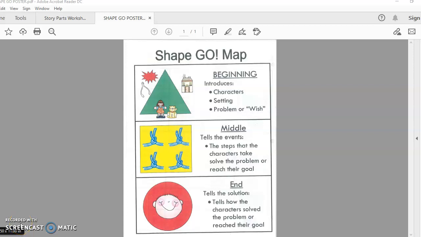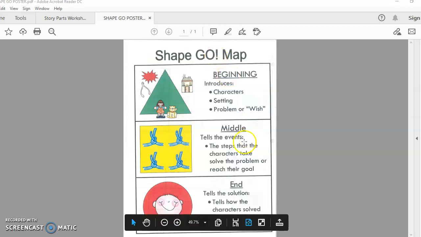Hi everyone, we have been talking about story parts, and yesterday I modeled for you the shape graphic organizer that we like to use for all the story parts. And this is what it looks like again, but it's a little more colorful this time. So what I have here is the beginning, the middle, and the end, right?